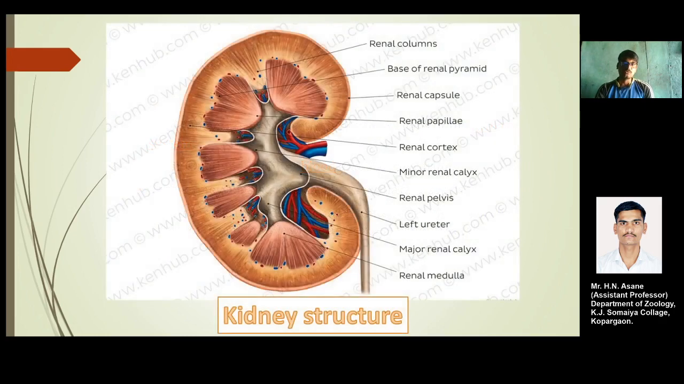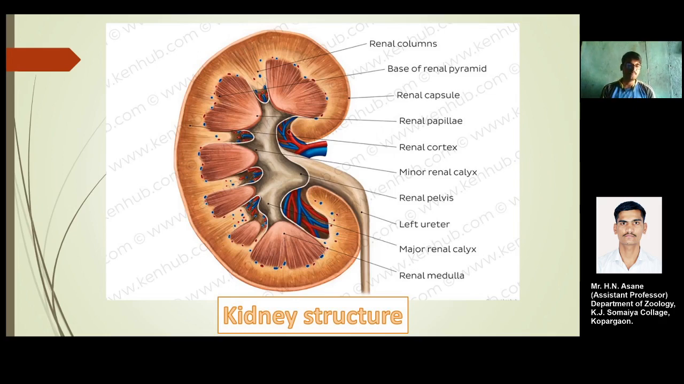This is the gross structure of the kidney. All mammals possess a pair of bean-shaped kidneys situated on the dorsal wall of the abdominal cavity. By the sides of the vertebral column is the position of the kidney, at the dorsal wall of the abdominal cavity, and the peritoneum covers only the anterior surface of the kidney.